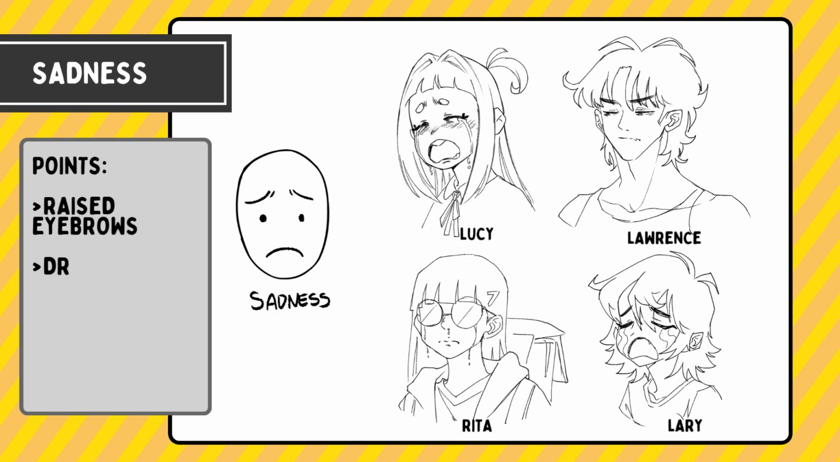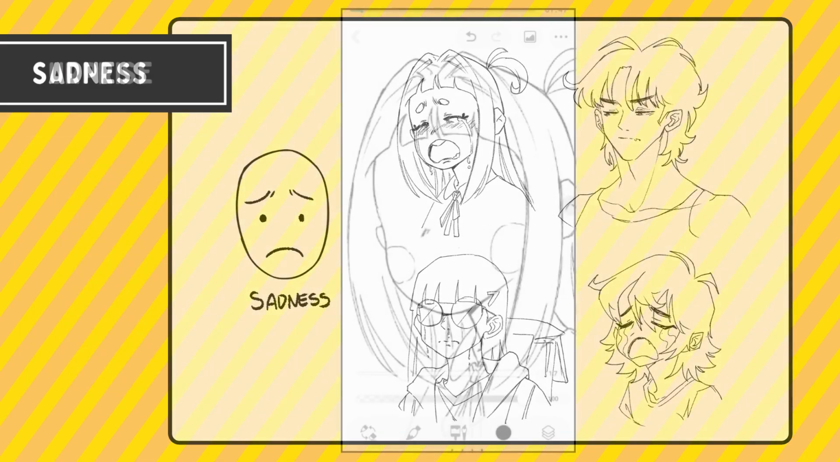In Lawrence's case, his eyebrows are down, indicating a certain anger. This is a more complex emotion, a feeling of guilt or incapacity. In Rita, the sadness is hidden. Her hidden eyes and eyebrows convey this feeling of "I'm sad, but I don't want to be." And finally, in Lucy and Larry, we see sadness with its basic characteristics.